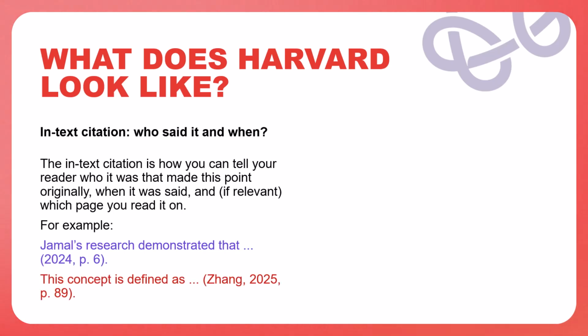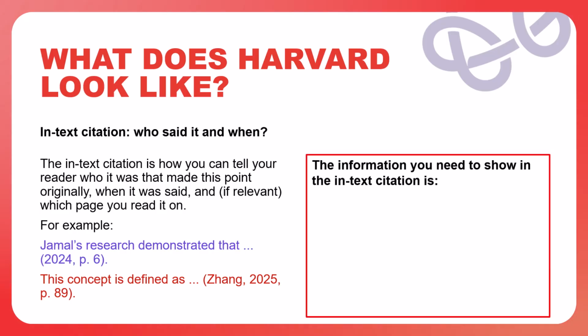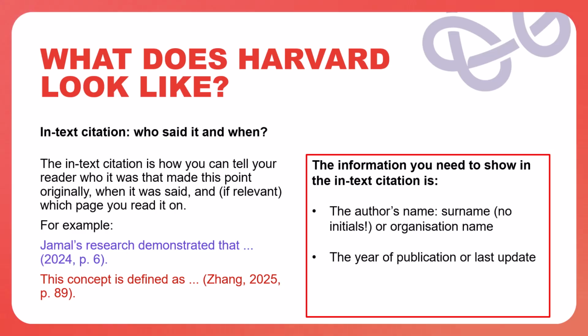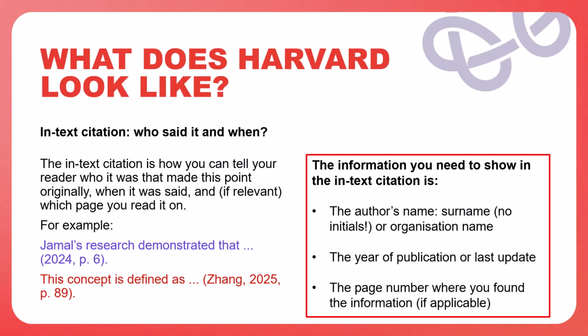In this example, we've got a definition of a concept, and that definition was originally provided by Zhang. Zhang published that in 2025, and the definition of this concept can be found on page 89 of that source. So the information you need to show in your in-text citation is the author's name, their surname, not the initials, or the organisation name. You also need to indicate the year it was published or last updated, and the page number where that information can be found if it's a source with page numbers.